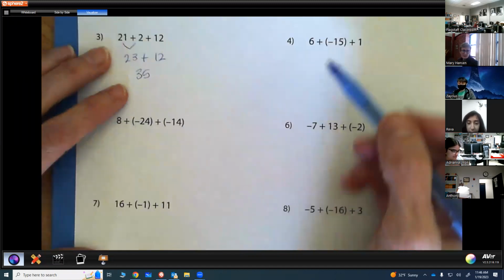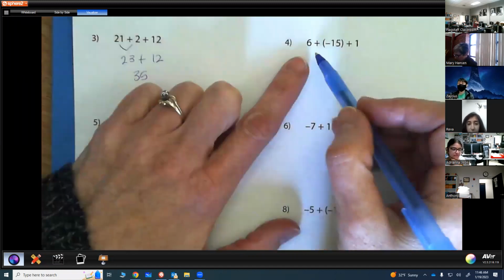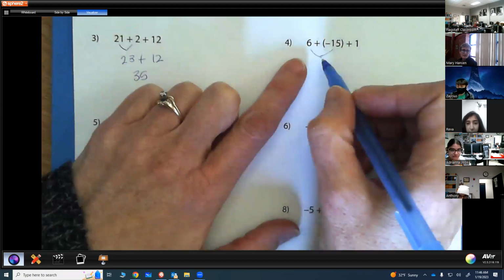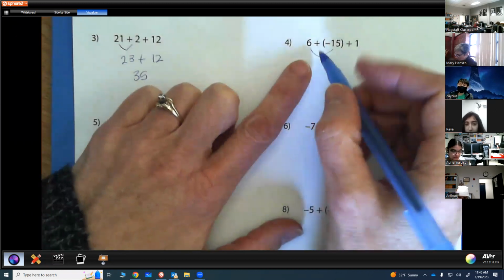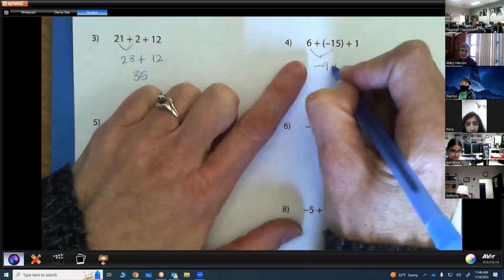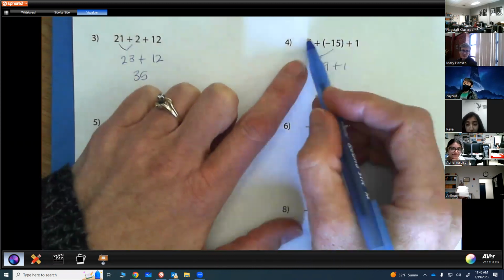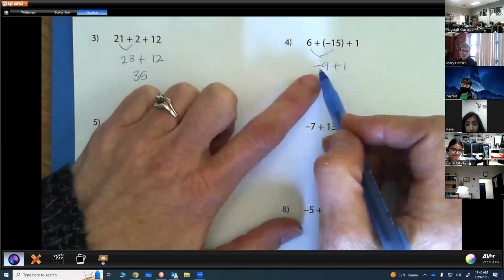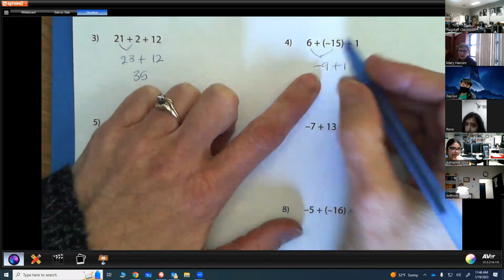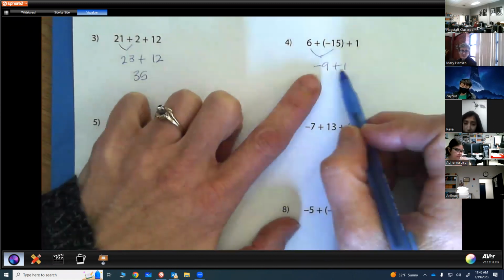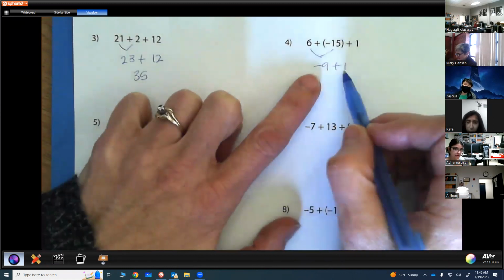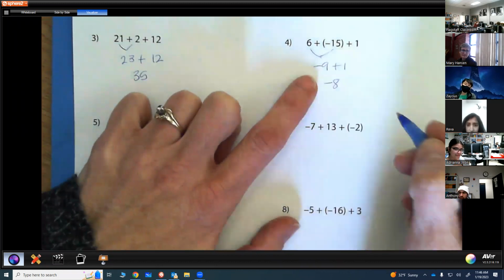Okay, number 4. If we put together 6 plus negative 15, I'm going to get -9 plus 1. My signs are different, so I subtract and keep the sign of the larger. And then -9 plus 1, my signs are different, so I subtract and keep the sign of the larger.